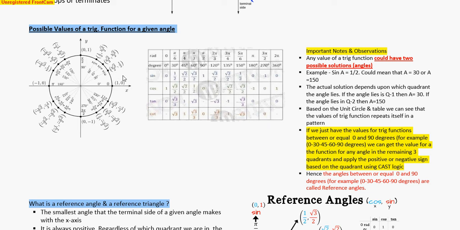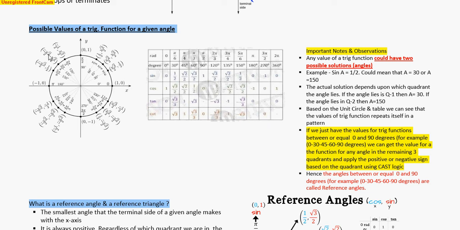If the angle lies in quadrant 1, then the value of angle A is 30 degrees. If the angle lies in quadrant 2, then the value of A is 150 degrees. And that's pretty much true for all the trigonometric functions. So what you understand is, for any given value of a trigonometric function, there could be two possible angles, and based on which quadrant the angle lies in, you will have to figure out the true value of that angle.